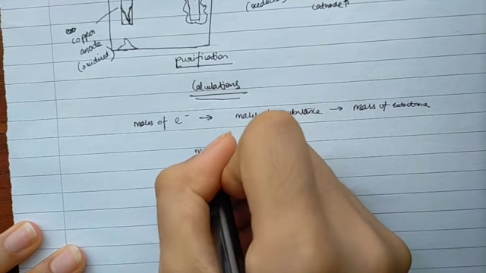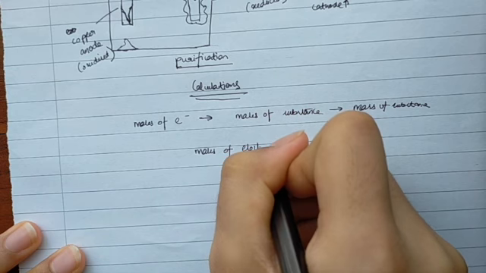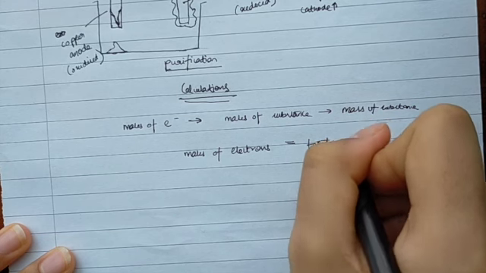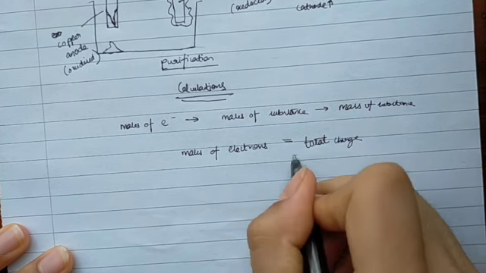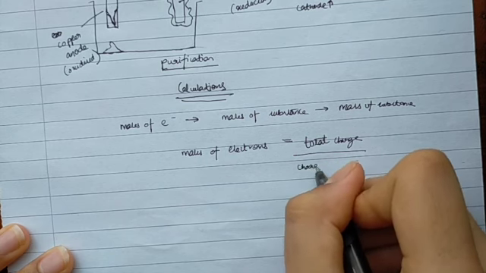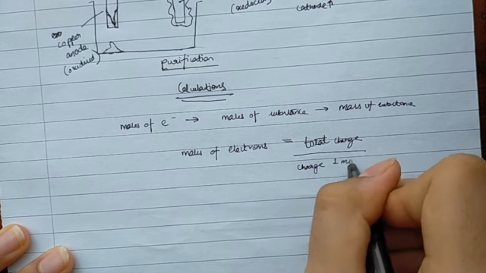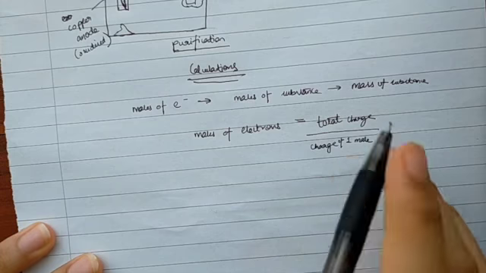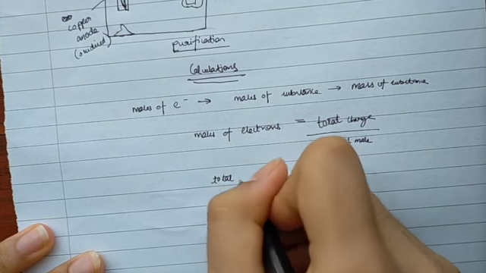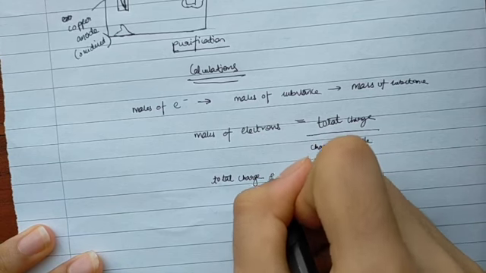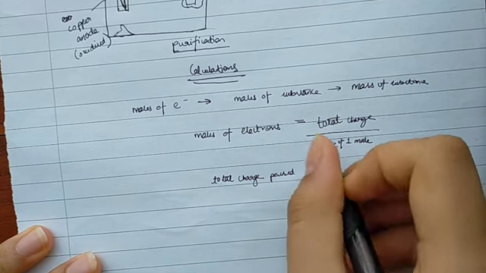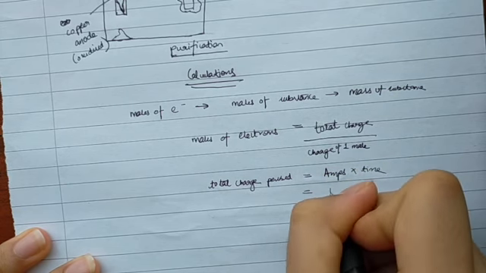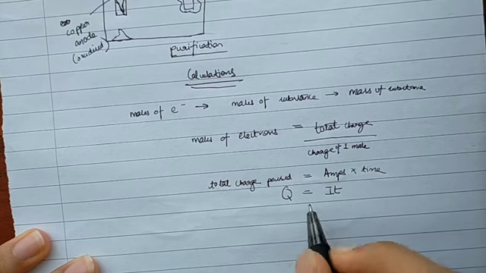So the moles of electrons can be written as total charge passed divided by the charge of 1 mole. So that will be the number of moles of electrons. And the total charge passed, if you are a physics student, you might know this, would be the amps times the time. Or you can write this as IT. Q equals IT, a very common equation.